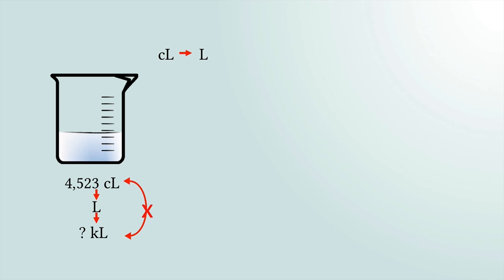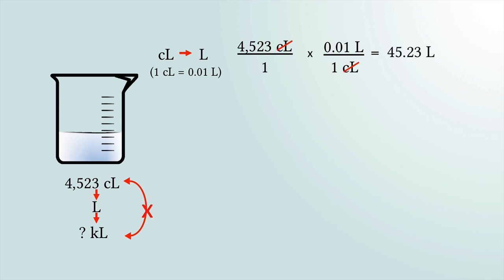What do we have? 4,523 centiliters. Let's make that into a fraction by placing it over 1. Now, what is our conversion factor between centiliters and liters? 1 centiliter is equal to 0.01 liters. So make that conversion into a fraction so that the centiliter units cancel. Now we can multiply the 2 fractions together, canceling centiliter units and getting 45.23 liters as a result.